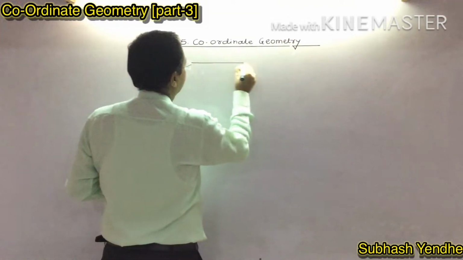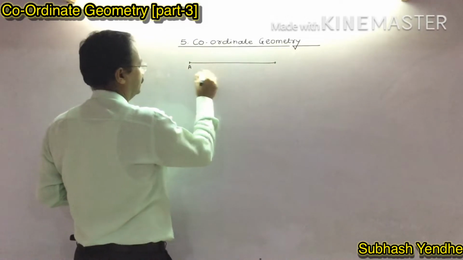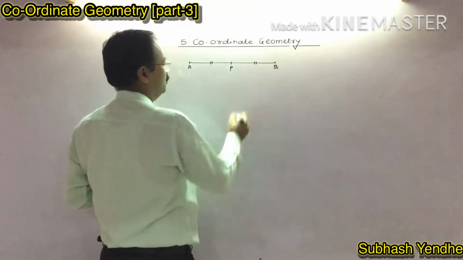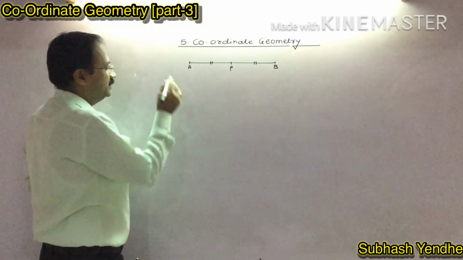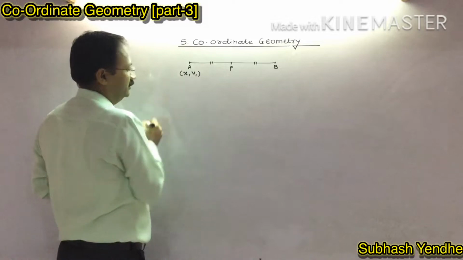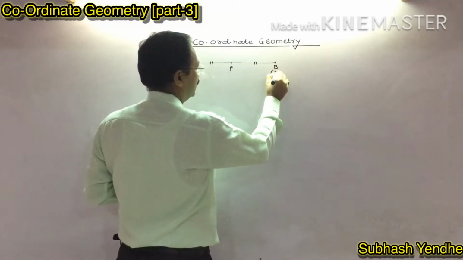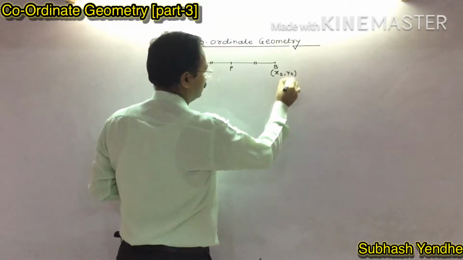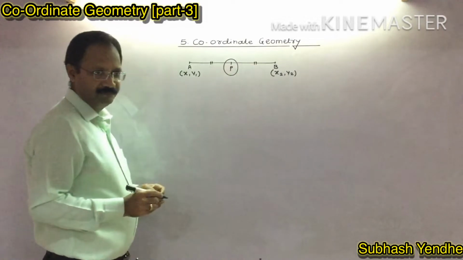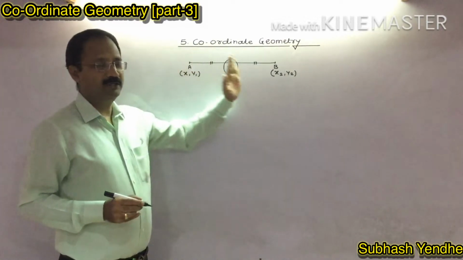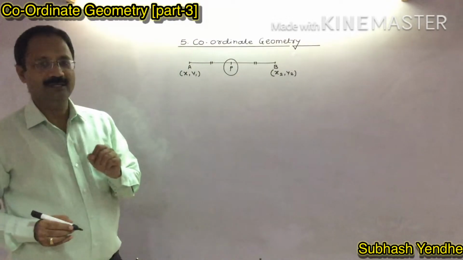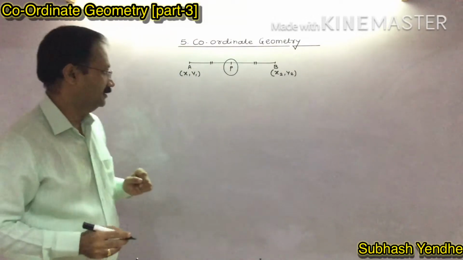See, this is a segment AB, and P is the point which divides the segment into two equal parts. If the coordinates of A are x1 and y1 and B's coordinates are x2 and y2, you have to find out the coordinates of P. P is the midpoint of segment AB. So here we have one new formula that is called the midpoint formula.